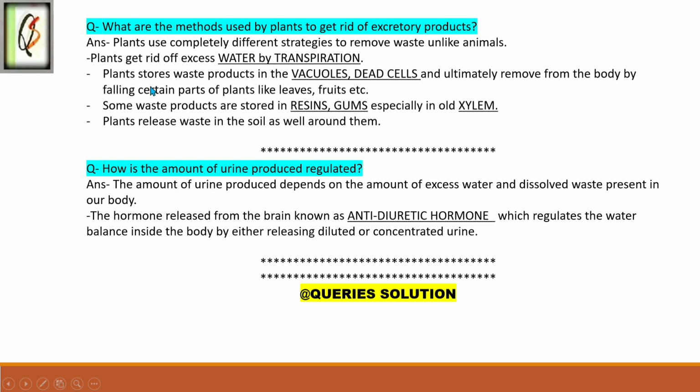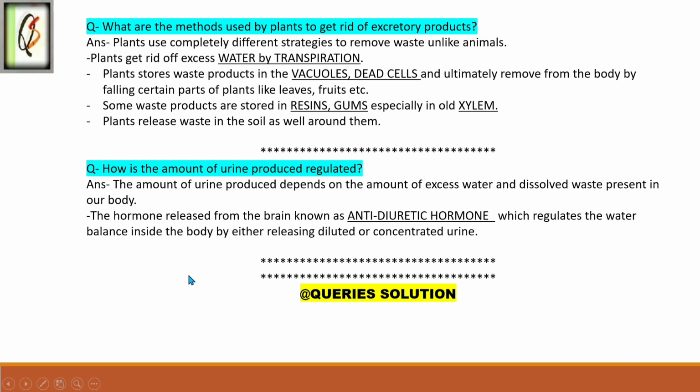That's one example. Plants store waste products in the vacuoles and the dead cells, and these are ultimately removed from the body by the falling of certain parts of plants like leaves and fruits. So they would store the material and then that part of the plant would fall off. So that's how they remove the waste. Some of the waste is stored in the form of resins and gums, especially in the old xylem part, and plants release wastes in the soil around them as well. So these are a few ways in which the plant can remove the waste material that gets accumulated in their body.